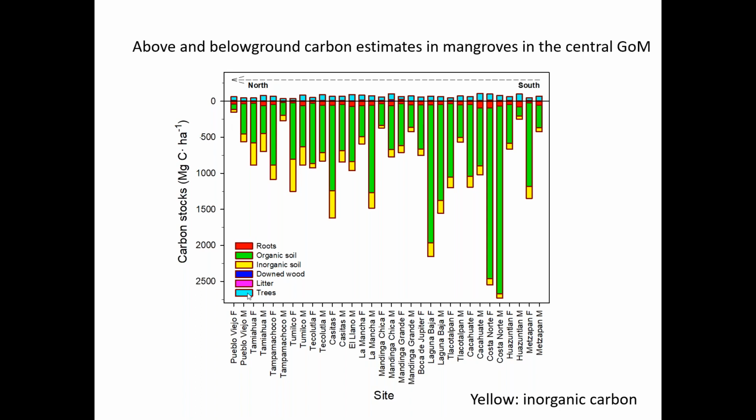Here we can see the amount of carbon given by trees by liter, which is almost not possible to see, downwood, and the roots, which are the red dots here. And we are presenting the organic carbon and the inorganic carbon. The contribution here is not as great as the organic carbon, but we could expect that in sites where there's a karstic environment, like the peninsula of Yucatan, which is mostly of calcareous origin, you would get more inorganic soil there.